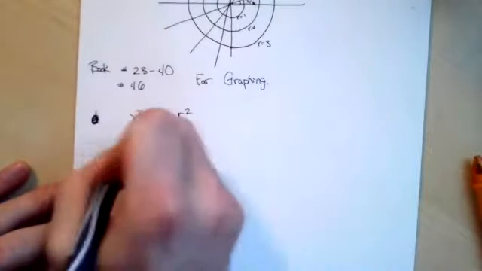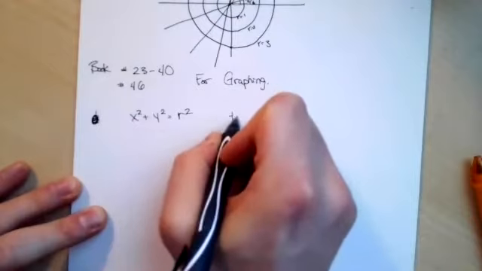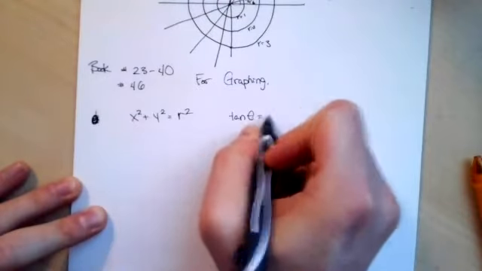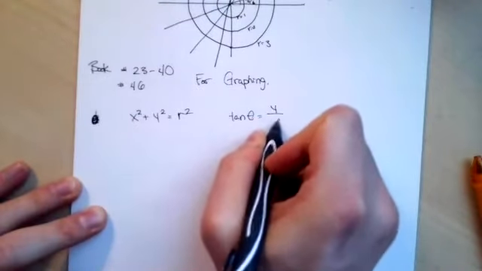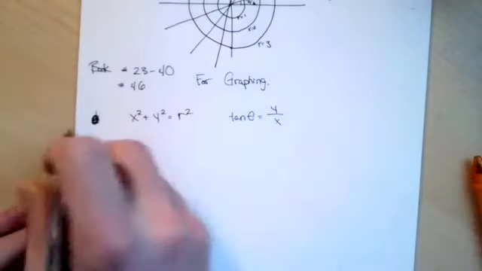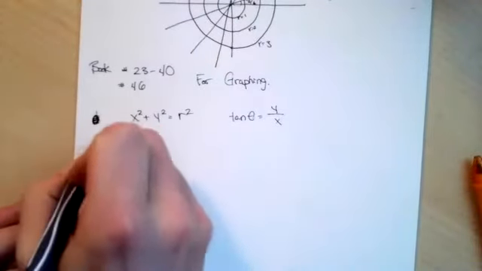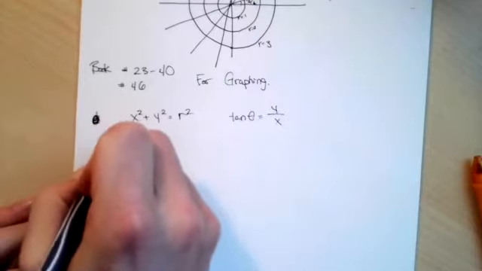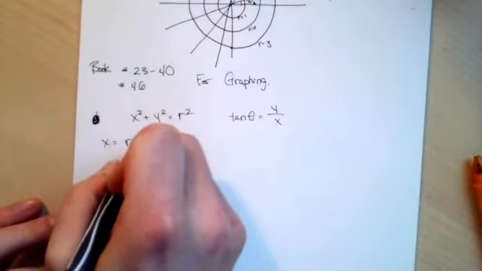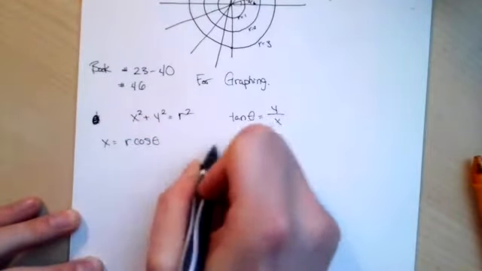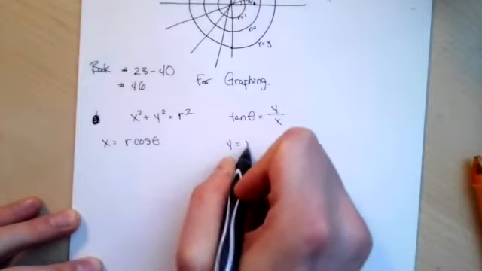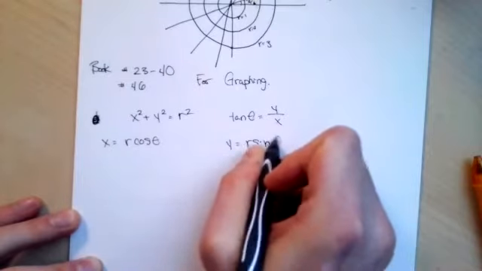x squared plus y squared equals r squared. Of course, we also have tan theta is y over x. And then for x and y, we always have x is equal to r cosine theta, and y is equal to r sine theta.